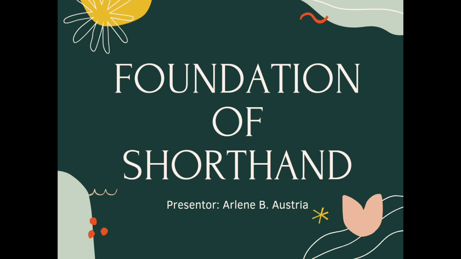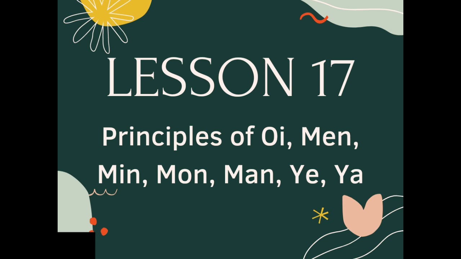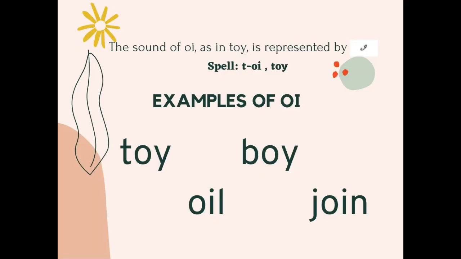Now I'm going to discuss Lesson 17, Principles in the Sounds of Oi, Men, Man, Mon, Ye, and Ya. So our discussion for today is all about the sounds of Oi. The sounds of Oi, according to the rule, is represented by a deep hook and a small circle, so this is the sounds of Oi.